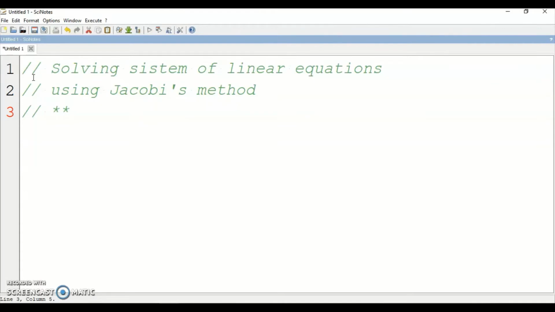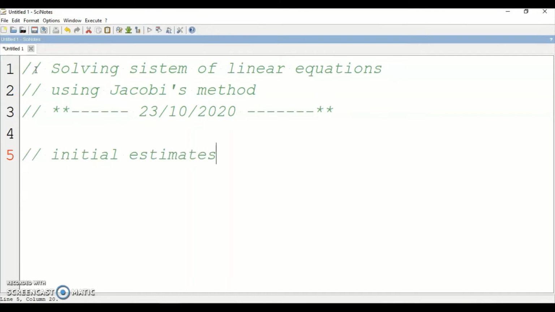What is the date today? 23rd, 10, 2020. Okay, so this is how you start coding. If I look at my Jacobi method that I did earlier by hand calculation, I need to have an initial estimate. So what are the initial estimates? I have my x1 equals 0.6, x2 equals 0.5, x3 equals 0.4, x4 equals 0.